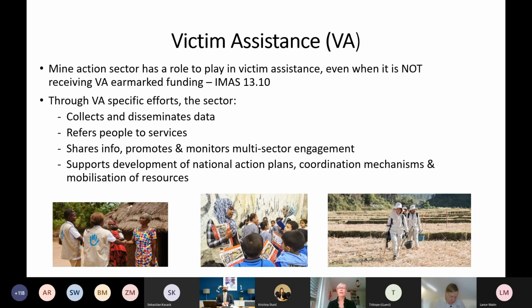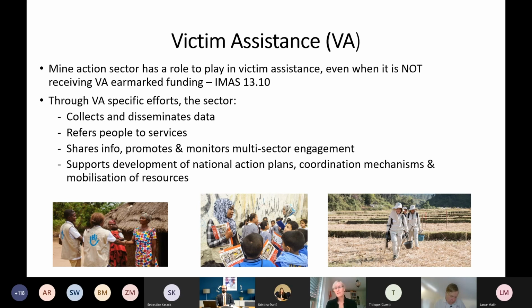And IMAS 1310 now confirms that we have a role to play in contributing to victim assistance. I'll explain that a little bit further later. IMAS 1310 describes the roles and responsibilities of 5 different actors. It's national mine action authorities, national mine action centers, operators, donors, and survivor organizations.